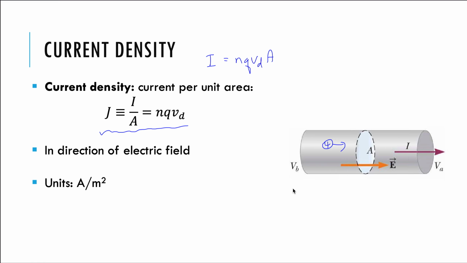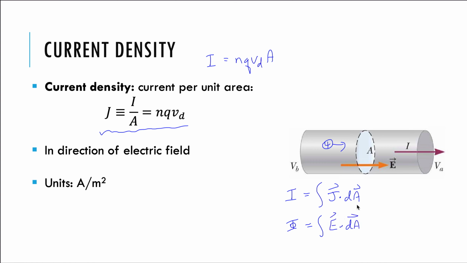Our book actually gives us an expression, I equals the integral of J dot dA, because the current density is not always going to be uniform. It's going to vary from point to point. The number and the magnitude of charges moving varies from point to point. So we do have another expression that relates current and current density, and it should look familiar to you. It should look like electric flux, right? Electric flux was the integral of E dot dA.